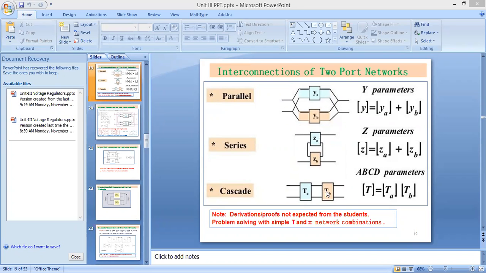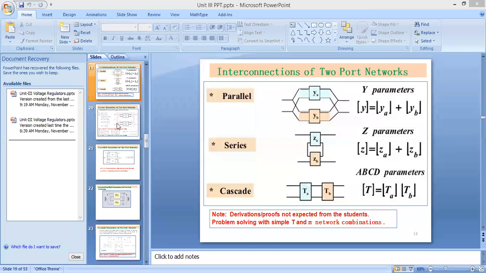And the transmission parameters are compatible for cascading. If you need more ports to be connected in cascade, you can use the ABCD transmission parameters. If you are connecting two ports in cascade format, the transmission for the whole circuit will be TA into TB. We will see one by one how these connections look.